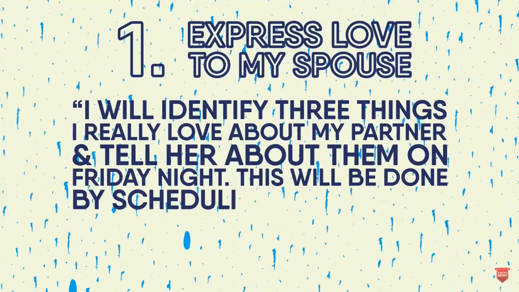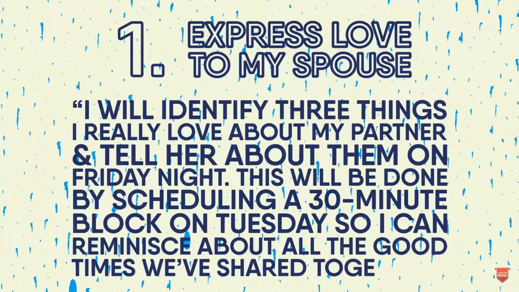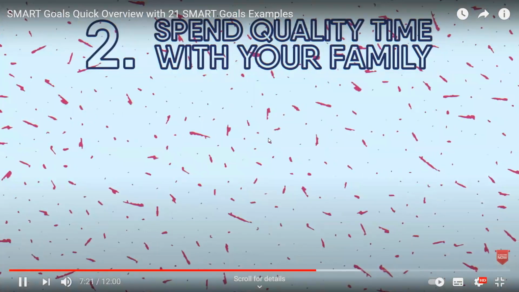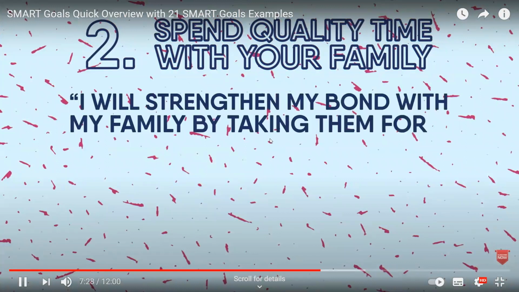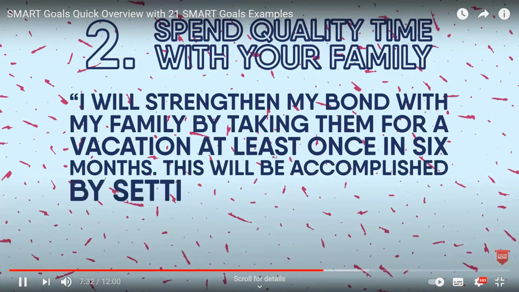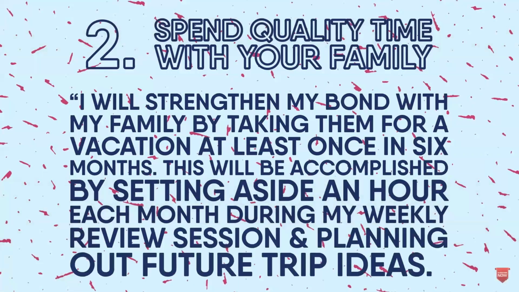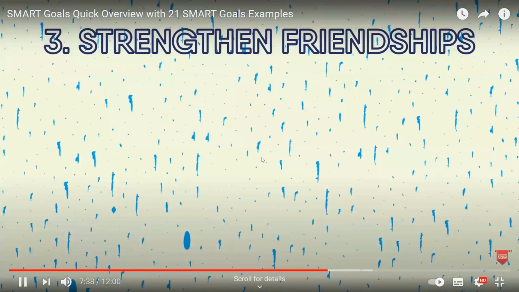This will be done by scheduling a 30-minute block on Tuesday so I can reminisce about all the good times we've shared together. 2. Spend quality time with your family. I will strengthen my bond with my family by taking them for a vacation at least once in 6 months. This will be accomplished by setting aside an hour each month during my weekly review session and planning out future trip ideas.